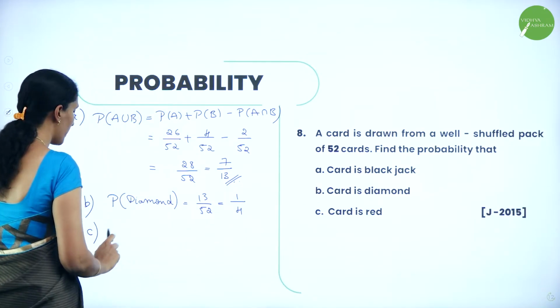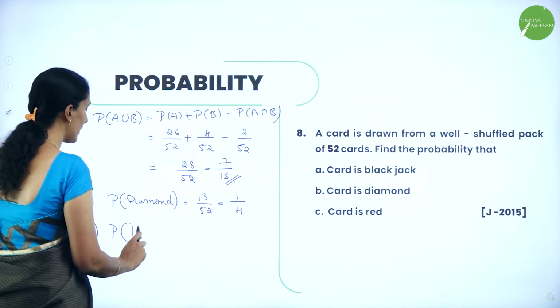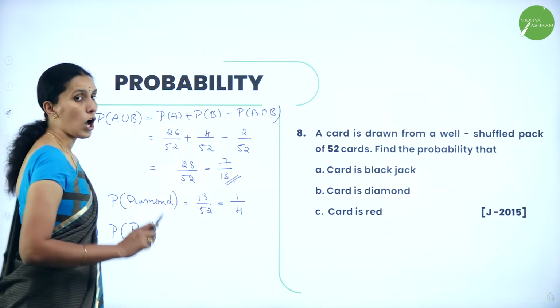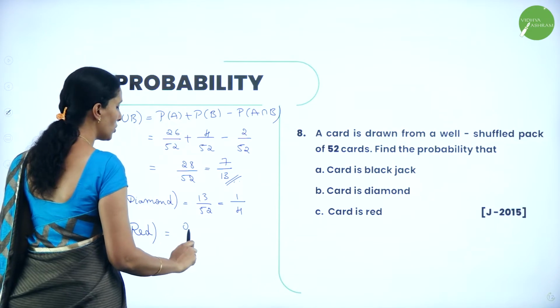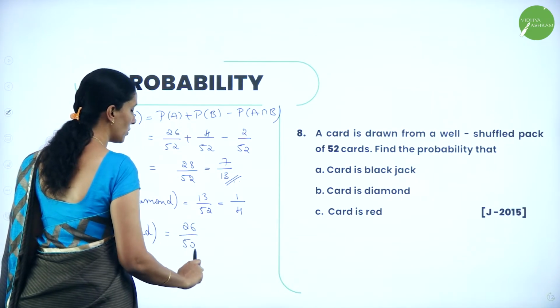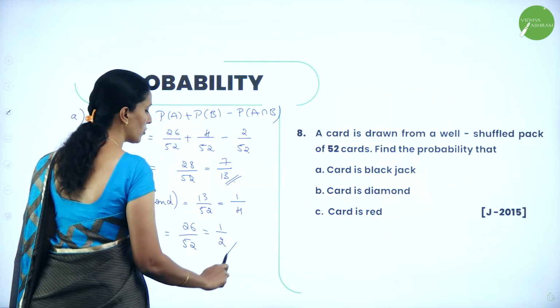Next we have the probability of getting red. So how many red cards do we have? We have 26 red cards. So therefore it is 26 divided by 52. The value is 1 by 2.